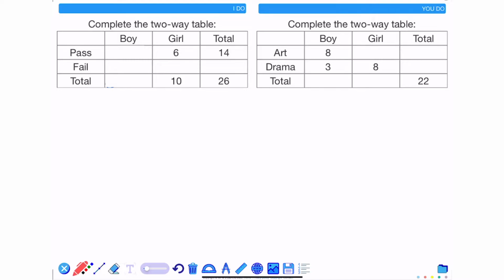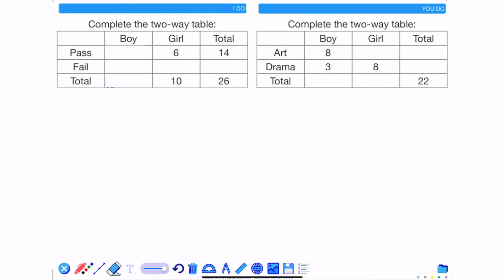The important thing to know is that for every row, it will always give me a total. For every column, this will also give me another total. And all the totals must add up to the total number of boys and girls, or the total number that passed or failed, represented in this table.